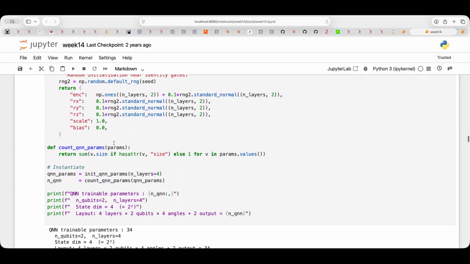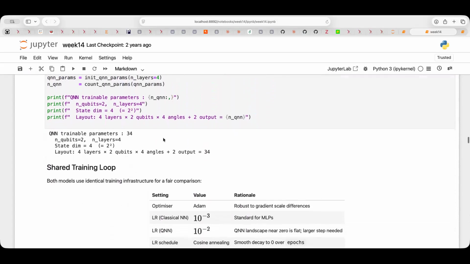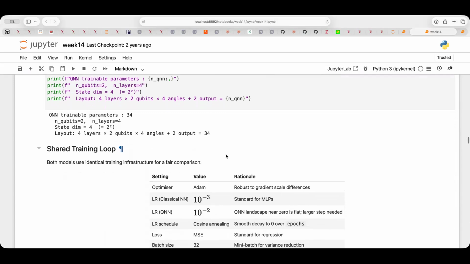So when I run it through the network, you can now see that the QNN has in total 34 parameters. I have 2 qubits and I have these 4 layers. The state dimensionality is 4. So the layout is actually 4 layers times 2 qubits times 4 angles plus 2 outputs. And that's 34. So these are the total parameters which I have.